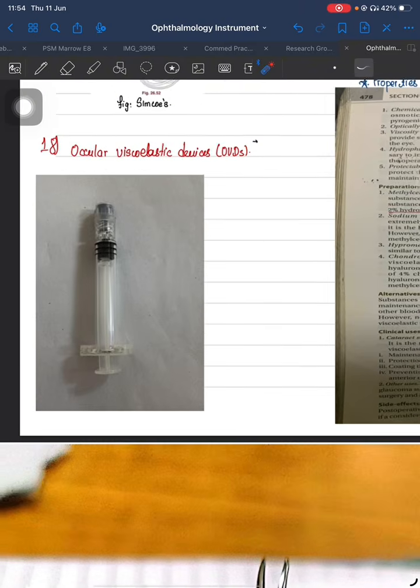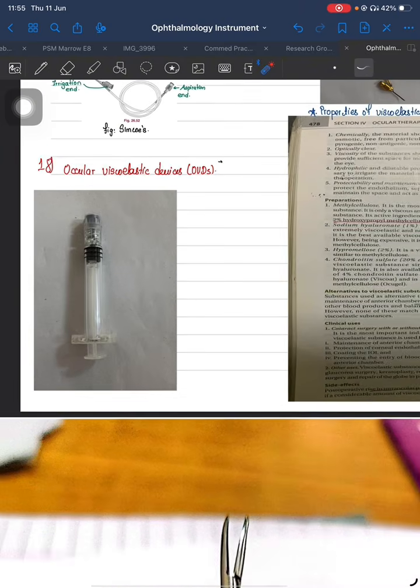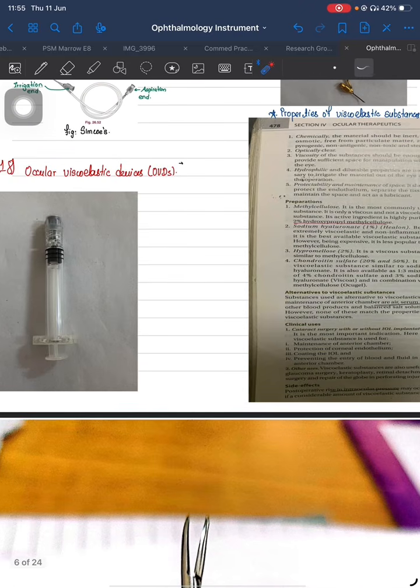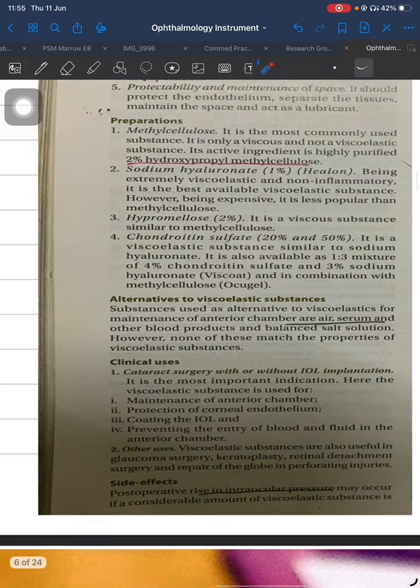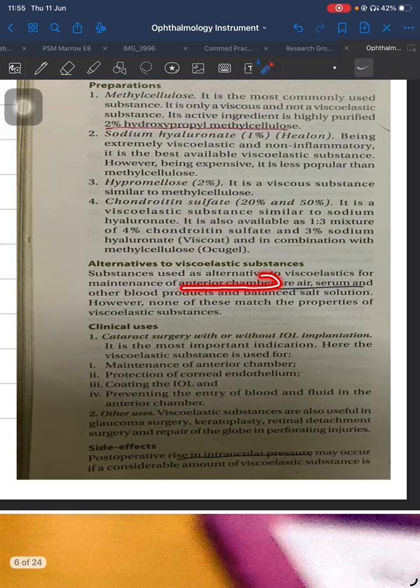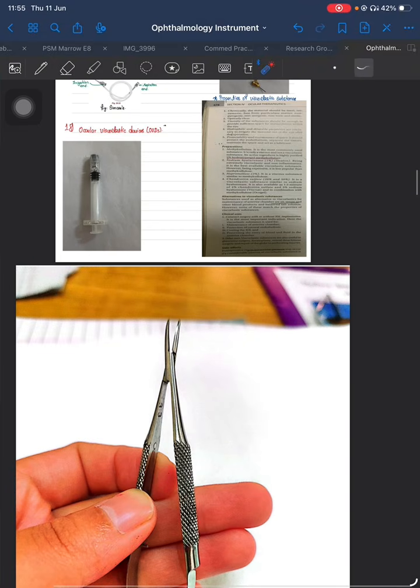And this is also known as the ocular viscoelastic device. Here, it is connected anteriorly with the needle, and it is mainly used to form the anterior chamber, and the fluid used in the ocular viscoelastic device is 2% hydroxymethyl cellulose. 2% hydroxymethyl cellulose. And let's do a rapid revision.